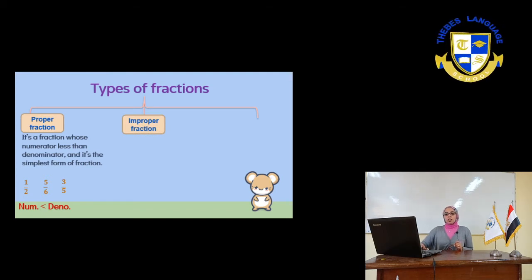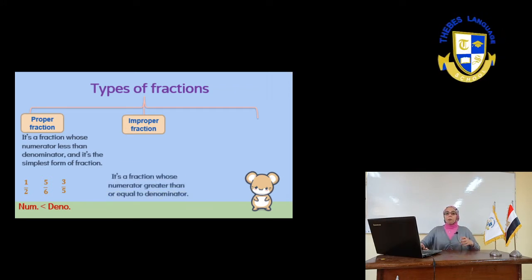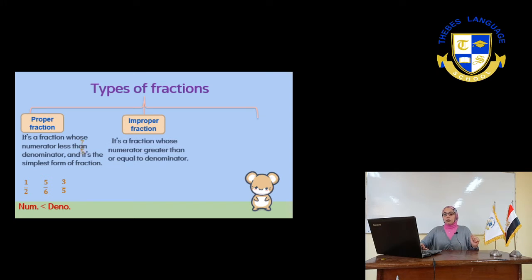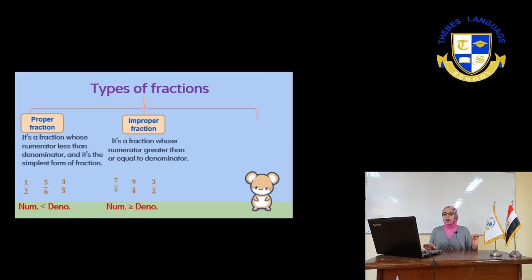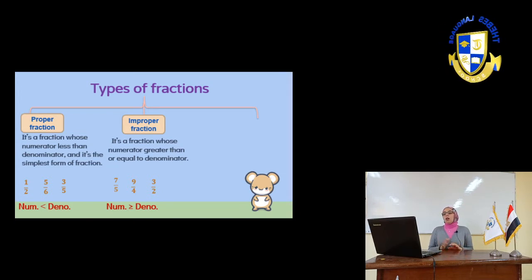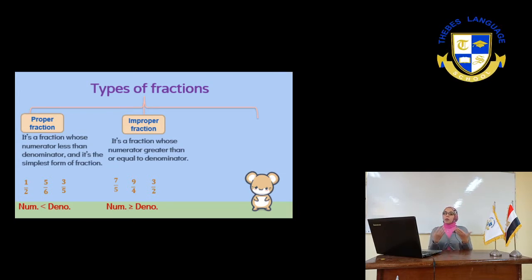In the improper fraction, the numerator is bigger than the denominator. For example, 7/5. 7 is bigger than 5, so 7/5 is an improper fraction. And also 9/4 and 3/2. All of them are improper fractions because their numerator is bigger than the denominator. Also, if the numerator equals the denominator, it will be improper also.